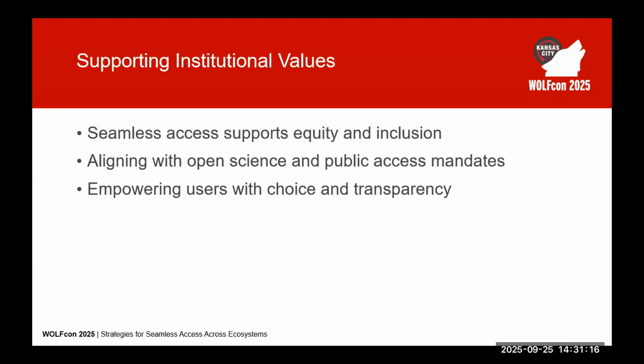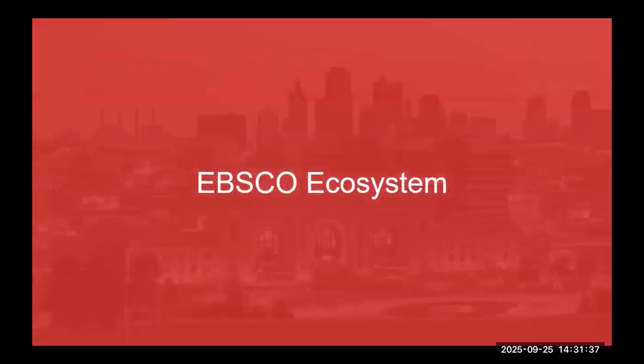But overall, we really want to support our libraries. We recognize that seamless access really supports efforts on equity and inclusion. We want to help our customers align with those open science and public access mandates, and also empower users with choice and transparency in their research process. So I will now turn it over to Andrew to talk in more specifics about the EBSCO ecosystem.